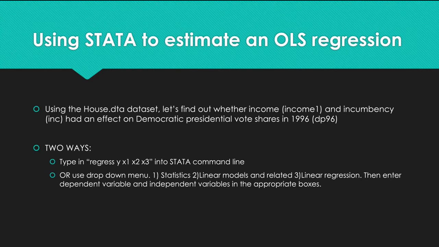The other way you can do this is by using the drop-down menu, by scrolling to the top of Stata and picking statistics, then linear models and related, then linear regression. Once you pick linear regression, you're going to get a bunch of drop-down boxes where you can enter the dependent variable and the independent variables in the appropriate spaces, and it will then generate your regression model.